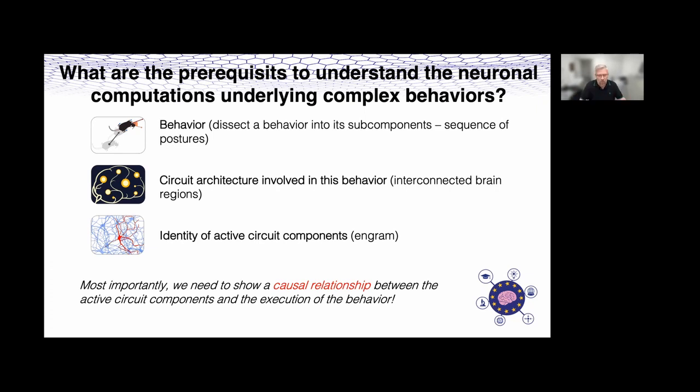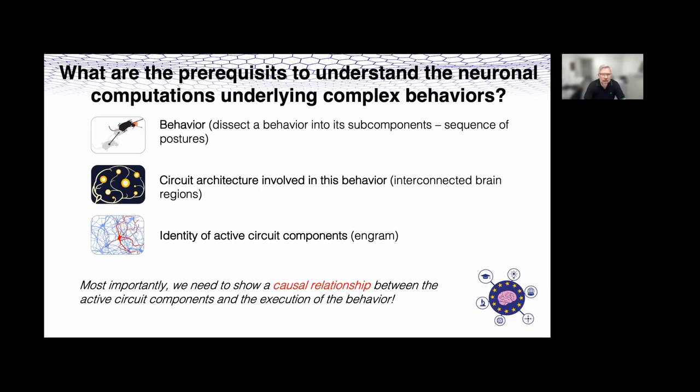Now, having this block of behavior specified, the second prerequisite to understand this, we need the structure of the circuits involved in this behavior. And here I'm talking especially about interconnected brain regions on a mesoscopic scale. So we need to identify the regions that are active during the execution of this behavior. And finally, and most importantly, what we need to identify are the active circuit components for this specific behavior, the so-called behavioral engram.